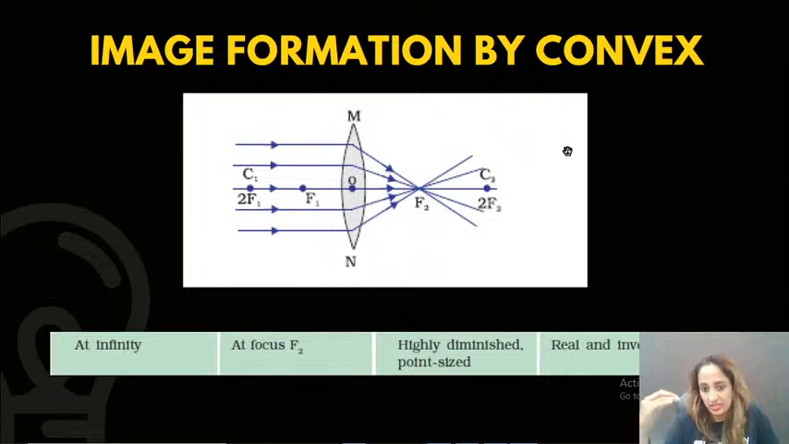It is a converging lens. So let's first understand case 1, when the object is at infinity. So my first column is the position of the object, the second column is where the image is formed, the third column is the size of the image which is formed, and the fourth column is the nature of the image which is formed. Okay, so let's go over these points one by one. And guys, the most important point from this particular chapter is you will have to draw the diagram.